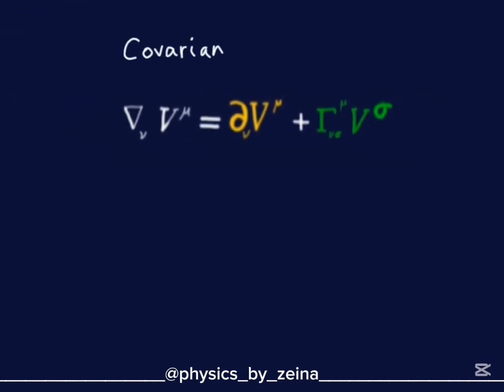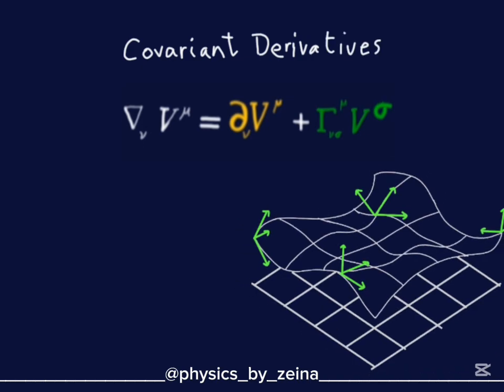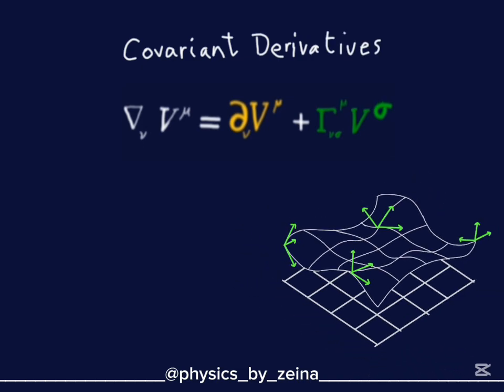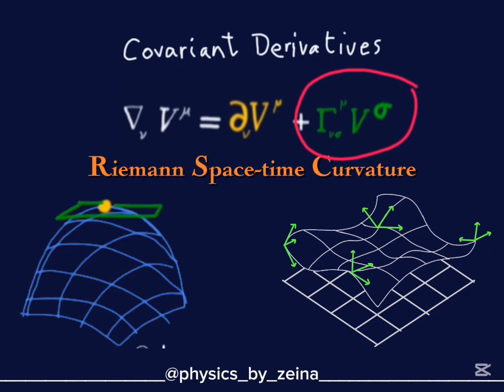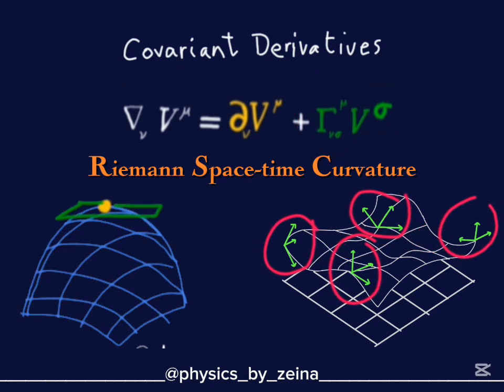Summing up all that, covariant derivatives are an extension of derivatives to be applicable on Riemannian space-time curvatures by adding the Christoffel symbol, which accounts for the change in the basis vectors.